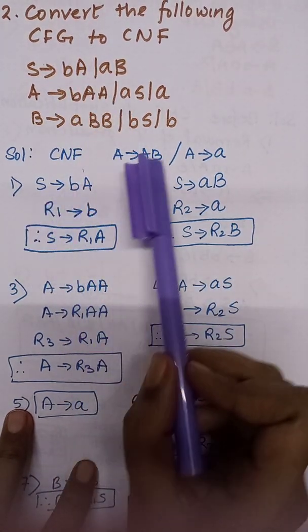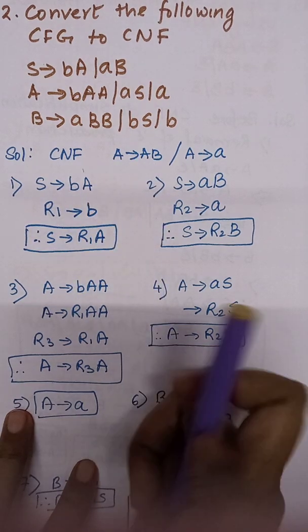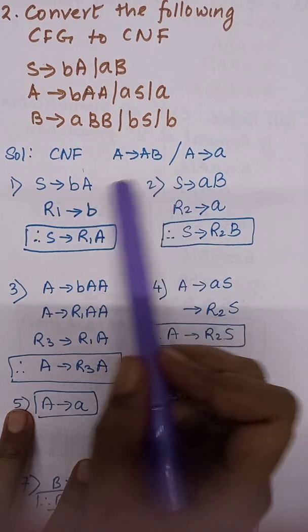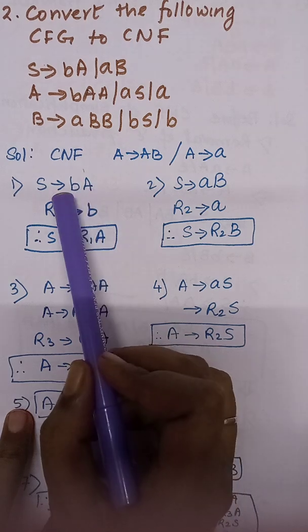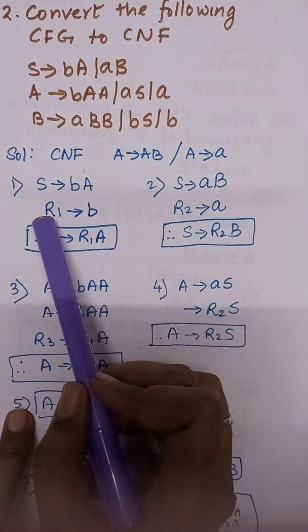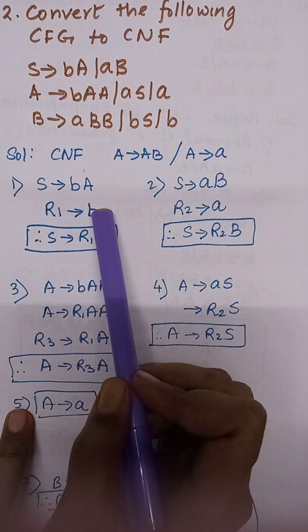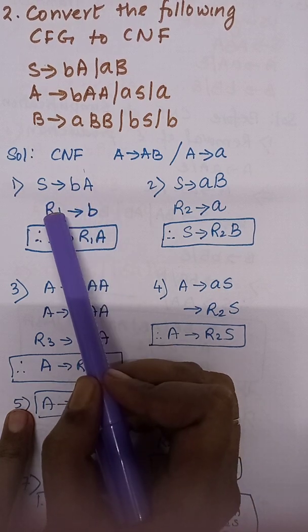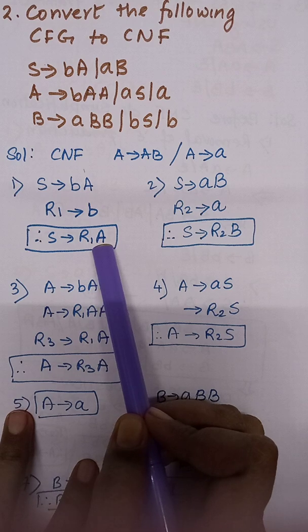Here, check the required format. The required format is only two non-terminals. Out of the two non-terminals, the first non-terminal is present. That means we have to convert this terminal B into a non-terminal. So let R1 produce B. So here B will be replaced by R1. That is our first required CNF format.